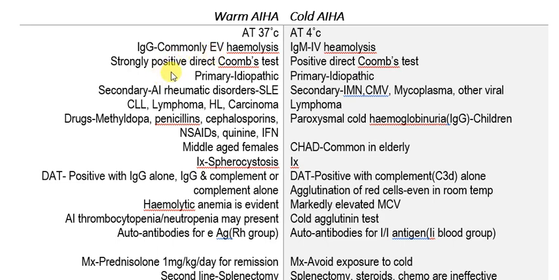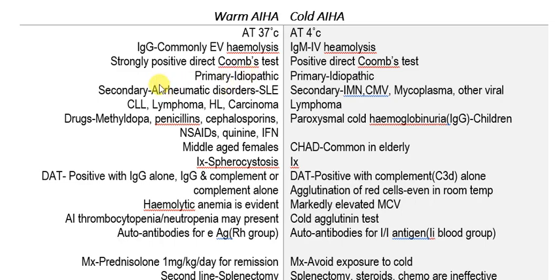And in warm autoimmune hemolytic anemia, the direct Coombs test is strongly positive. The Coombs test is a test to identify bound antibodies on the red blood cells. So when you put this Coombs reagent into the blood sample of a patient who has warm autoimmune hemolytic anemia, it will show positive.